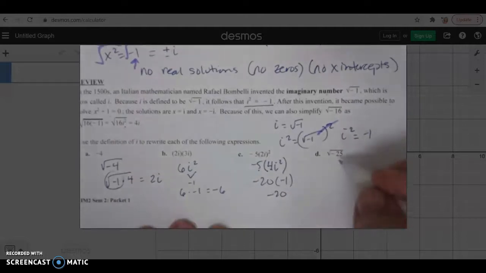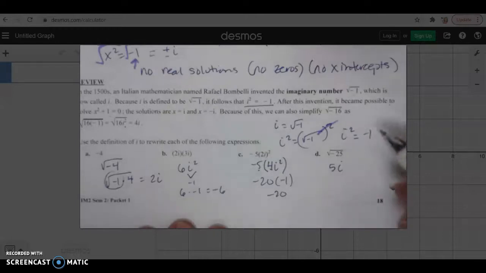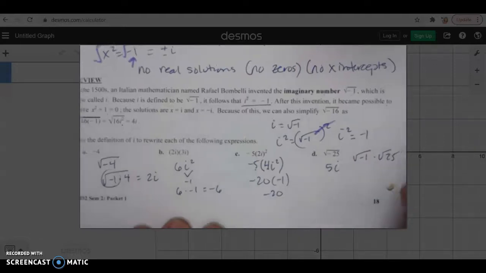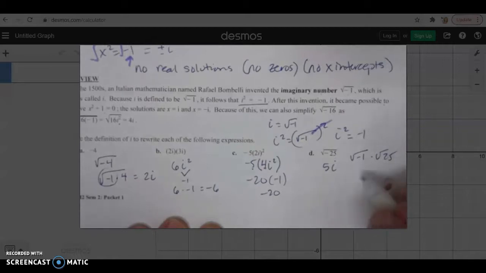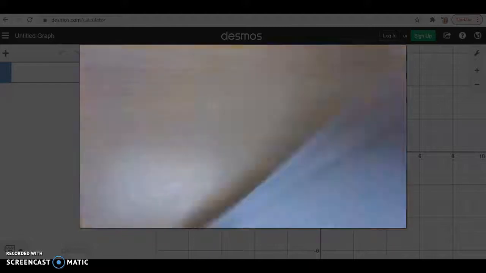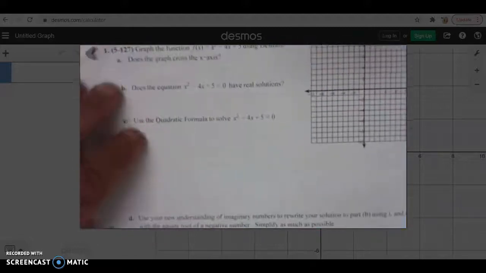And so when we get here, this is 5i. How do I know that so quickly? Because I know that the square root of 25 is 5, and I can write the square root of negative 25 as the square root of negative 1 times the square root of 25. I could write it this way. Okay, square root of 25 is 5, square root of negative 1 is i, so 5i. There we go. Look at the next page.